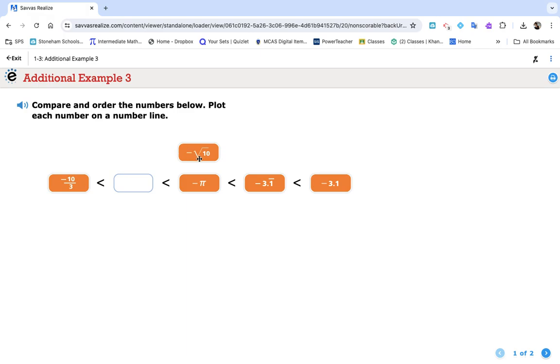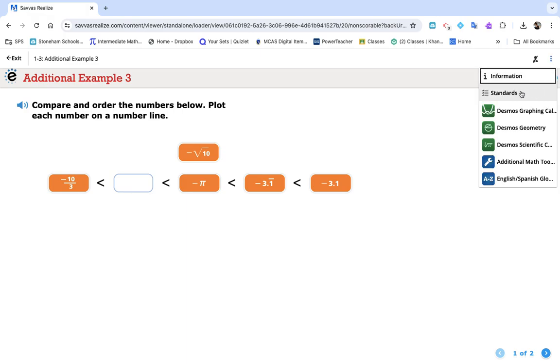The question is, where does the negative square root of 10 go? Is that number going to be less than the negative 3.6 repeating? Is it going to be closer to negative 3.1? Should it be greater than negative 3.14, right? The only way to really do this is to multiply the number by itself to check. So here, let me show you that.